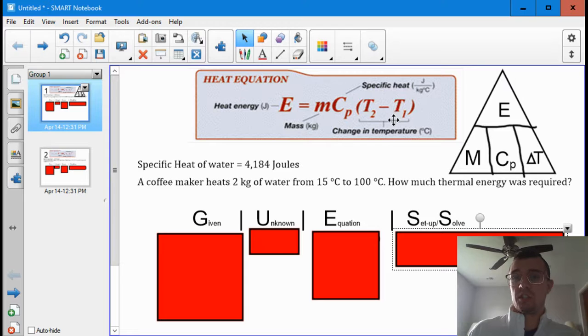That's the change in temperature. In other words, this little delta T that I have over here would be the change in temperature, triangle T. That's T2 minus T1. That's your final temperature minus your initial temperature that you're starting with.